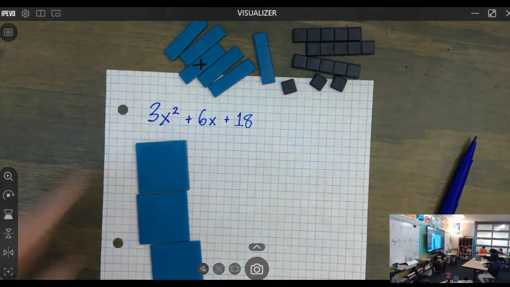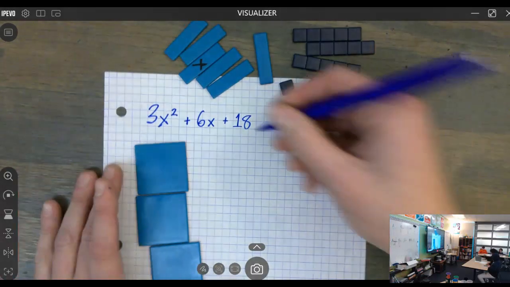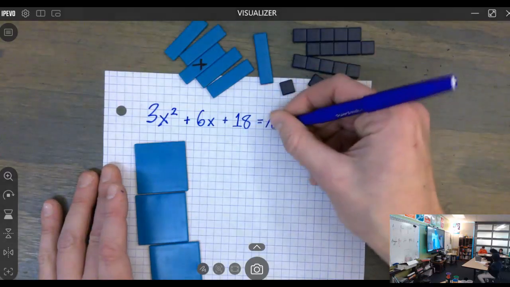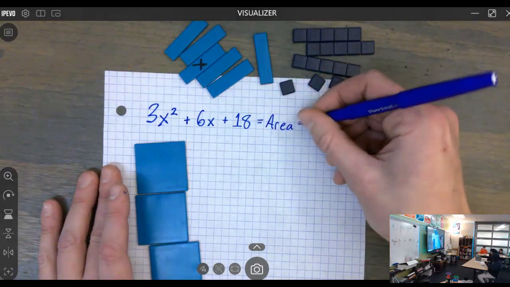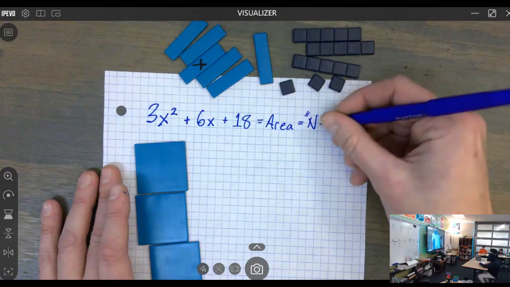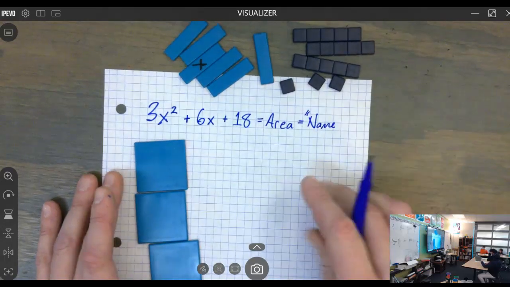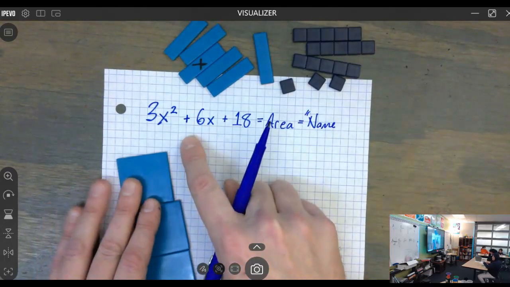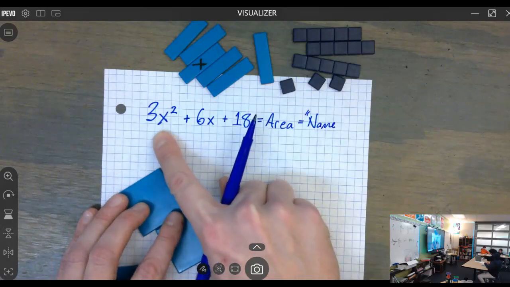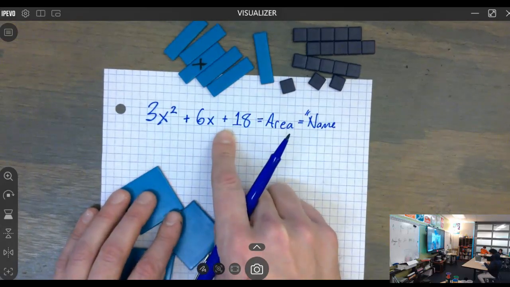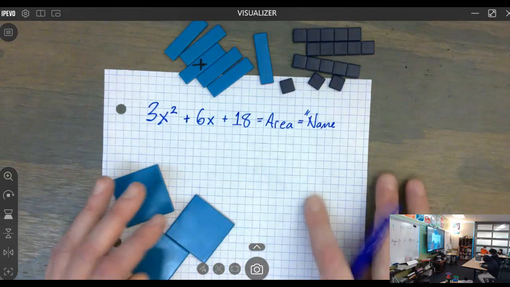So, this would be our area, right? Because that's our name. So, the name of this group, you already pretty much did, is 3x squared plus 6x plus 18, right? That would be the name of our group.